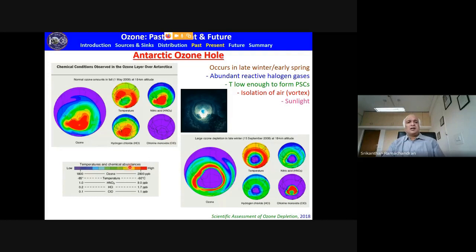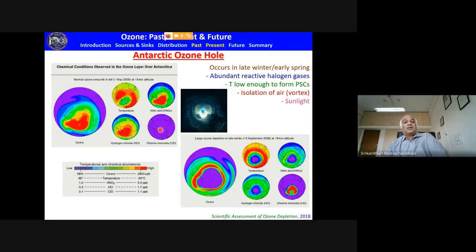So the color bars are given for each of these. You can see ozone is very high in the same location. It is high here, and then the temperature is also high. The nitric acid abundance is there, but the temperatures are not low enough, so they don't react and cause ozone depletion.